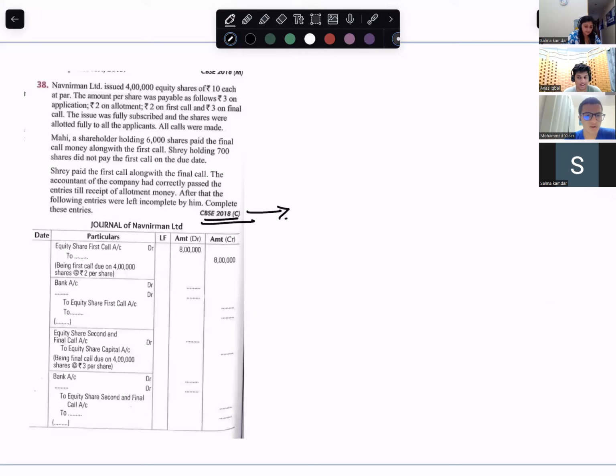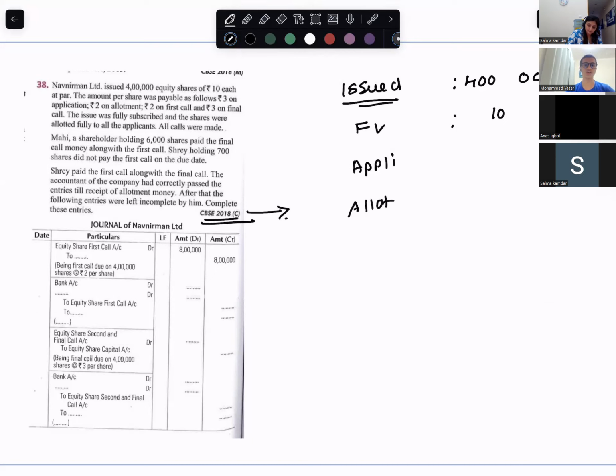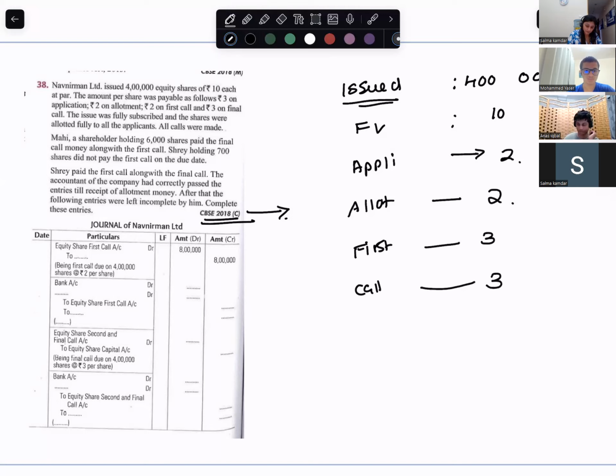Navimran Limited issued 4 lakh equity shares of 10 each at par. How many shares did you issue? 4 lakh. What is the face value of the shares? 10. You are issued at par. The amount per share was payable as follows: 3 on application, 2 on allotment, 2 on first call, 3 on final call.